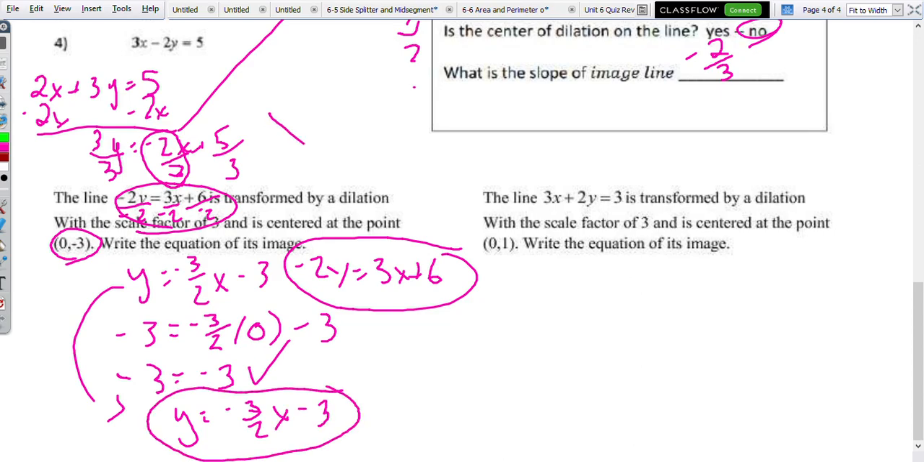Okay, and the next one. Transformation by dilation, scale factor of 3, center origin, and the center point is right there. So the first thing we're going to do is solve for y. So I'm subtracting 3x here and 3x here. So I get 2y is equal to negative 3x plus 3. Remember, we're going to put the x first because it's supposed to be mx plus b.